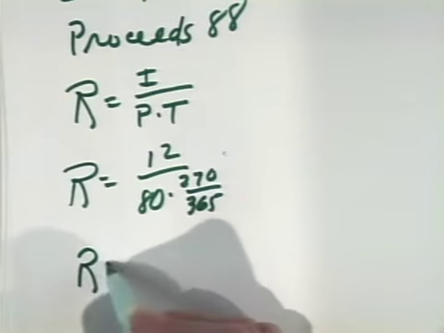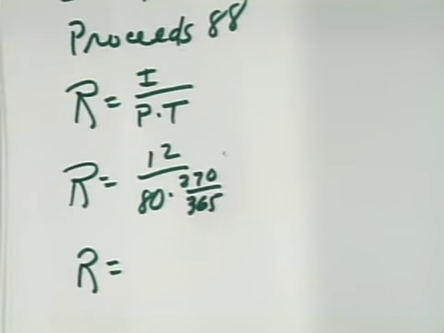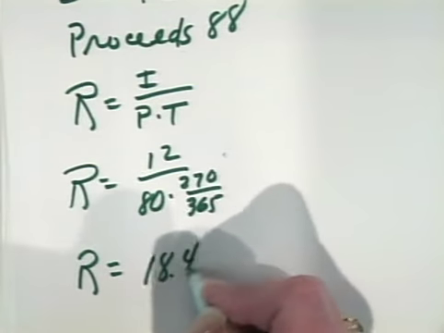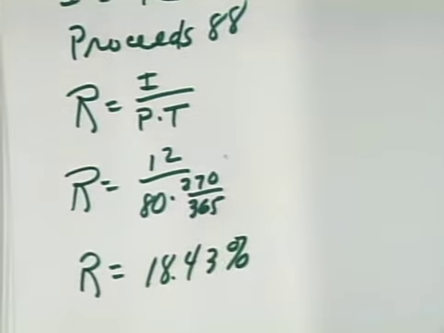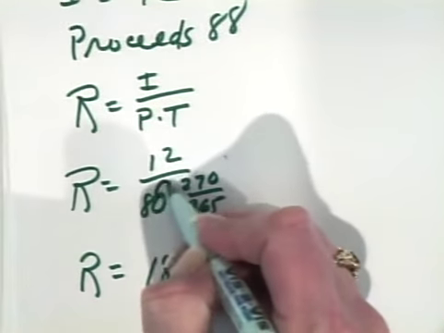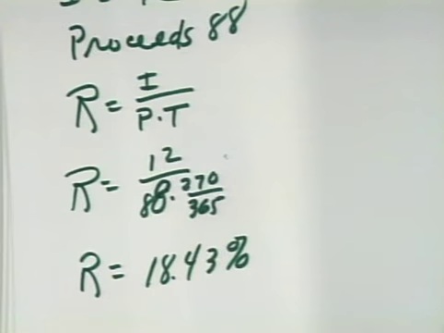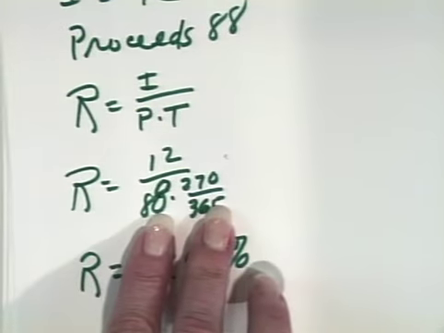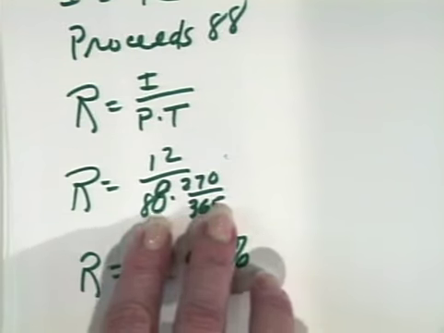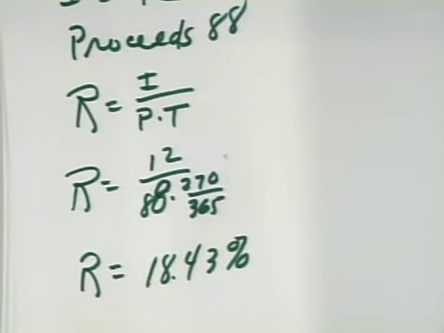Rate is going to be, help me, Josh. 18.43. Percent? Yeah. Anyone else agree or disagree? Right. He said I was, oops, this is 88. Yeah, I just did 100 over 100. Right. So you've got to reevaluate what's going in for P, what's going in for T when you're converting it to rate.